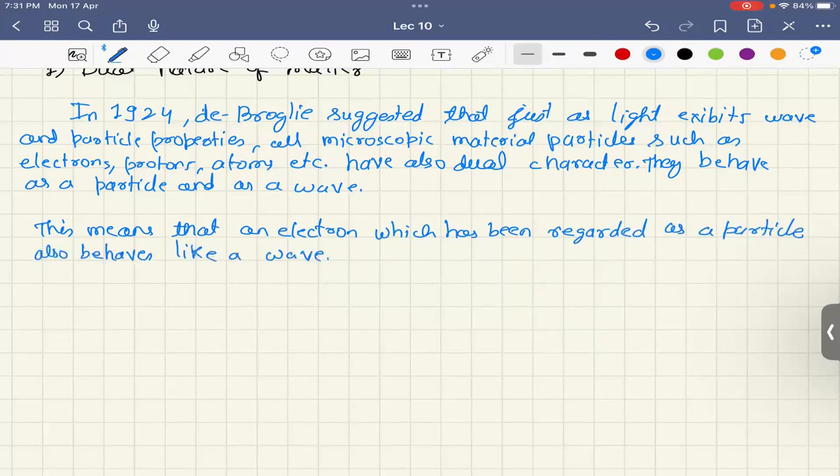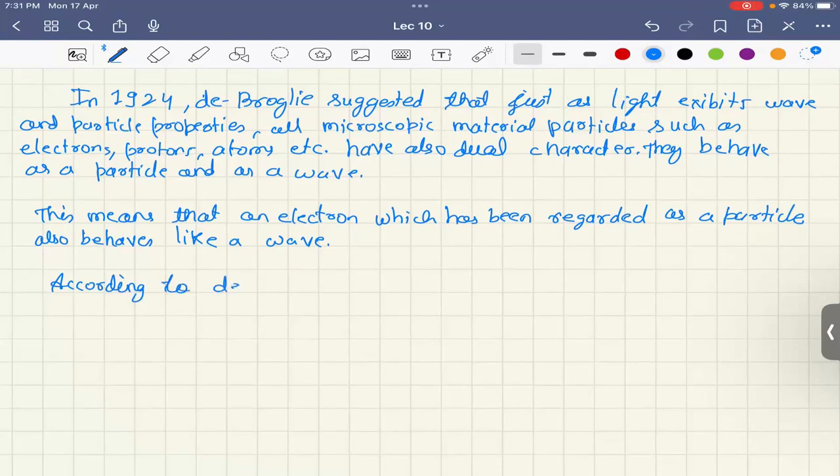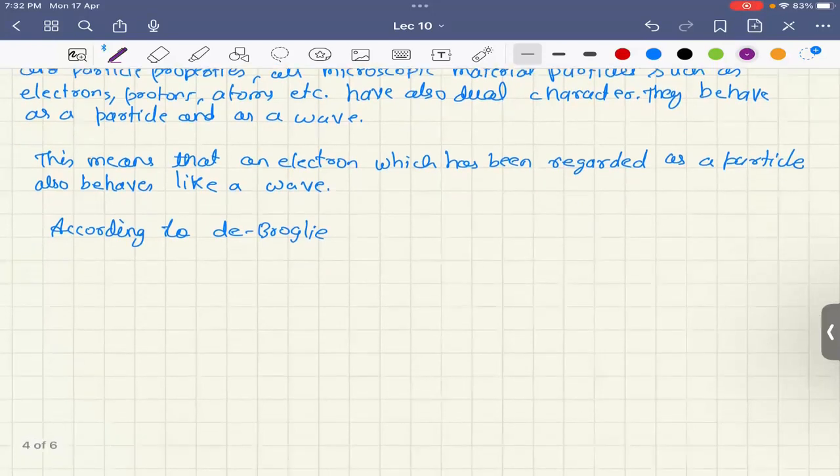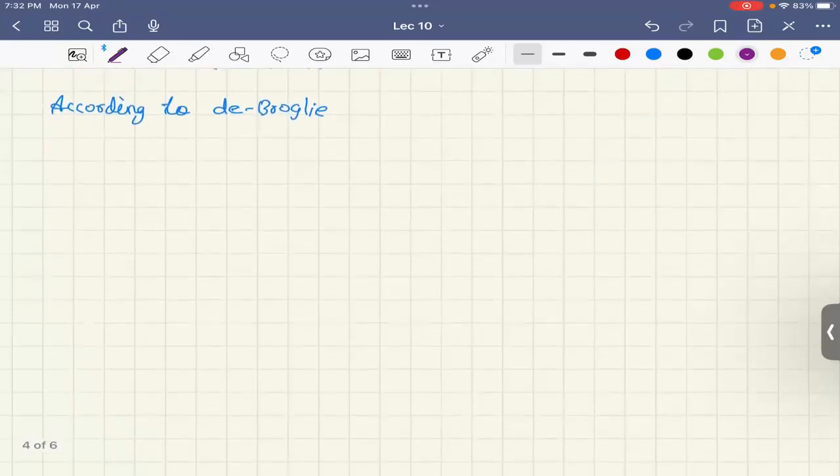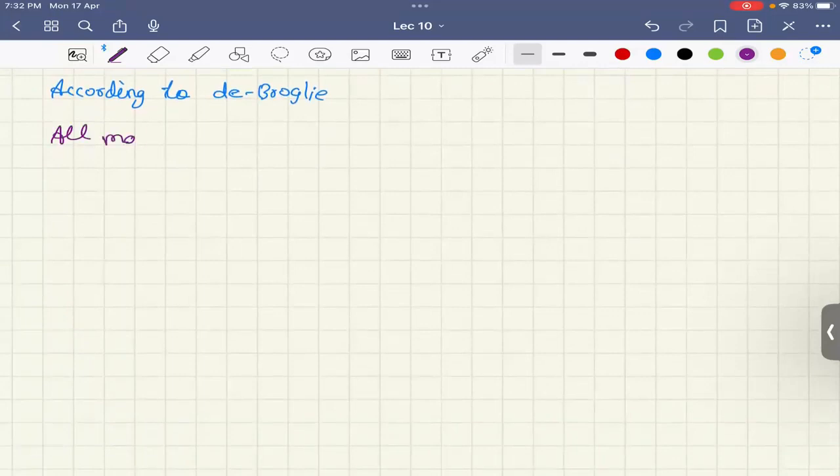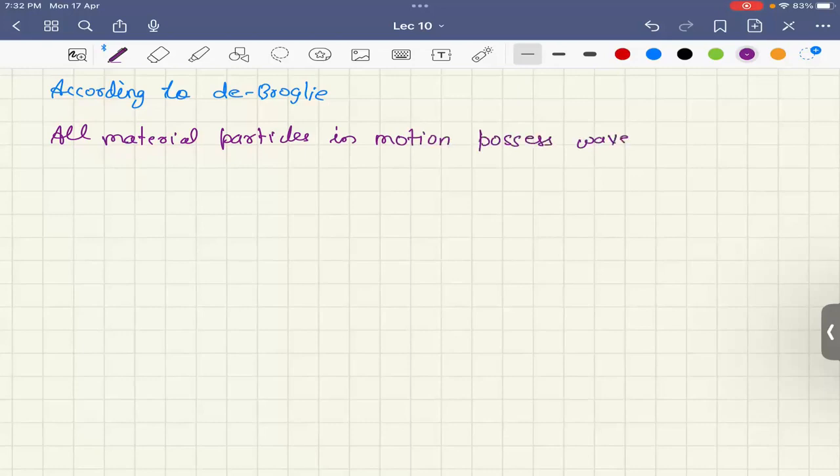Then according to de Broglie, all material particles in motion, right? This word motion is very important. All material particles in motion possess wave characteristics.